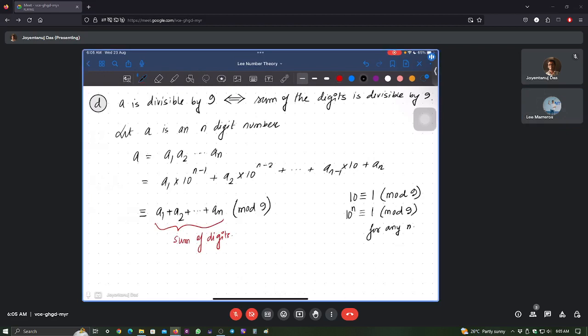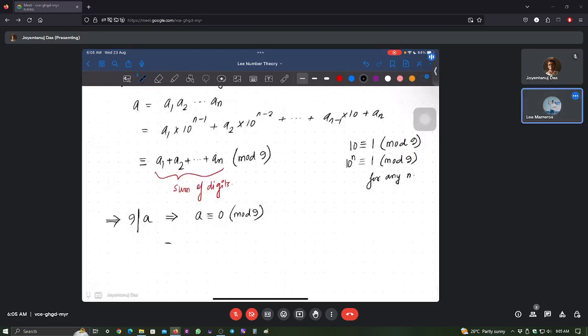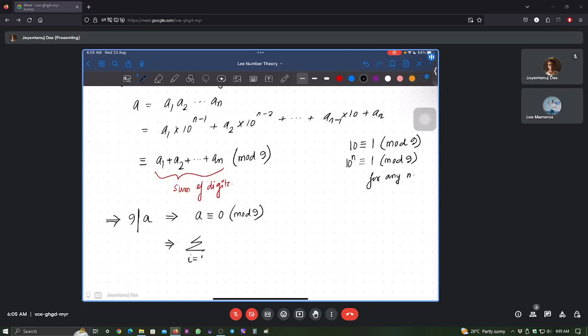Now we can prove it. Suppose a is divisible by 9. So you are proving this direction. 9 divides a, so this implies a is congruent to 0 mod 9. Now a is congruent to the sum of the digits, the sum from i equals 1 to n of ai. So this is also congruent to 0 mod 9. Hence 9 divides the sum of the digits.